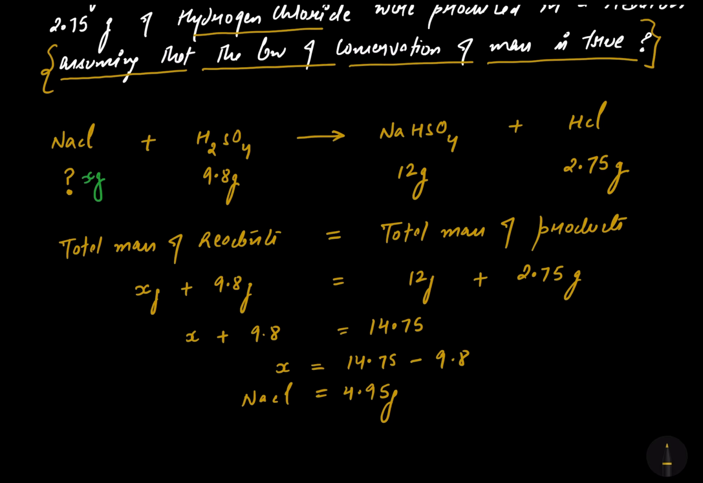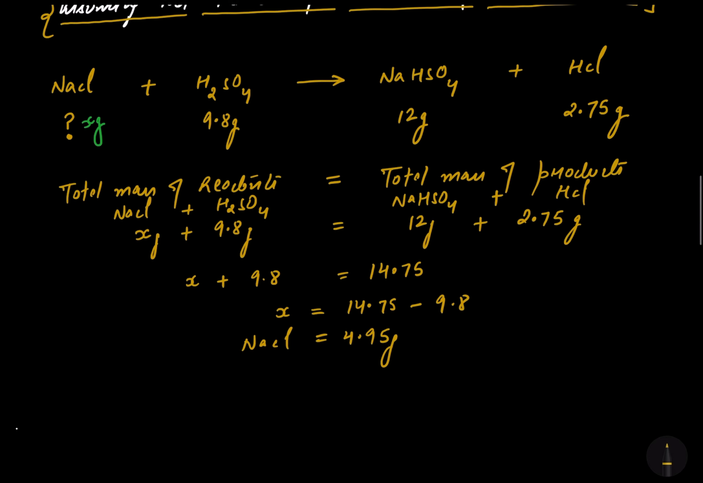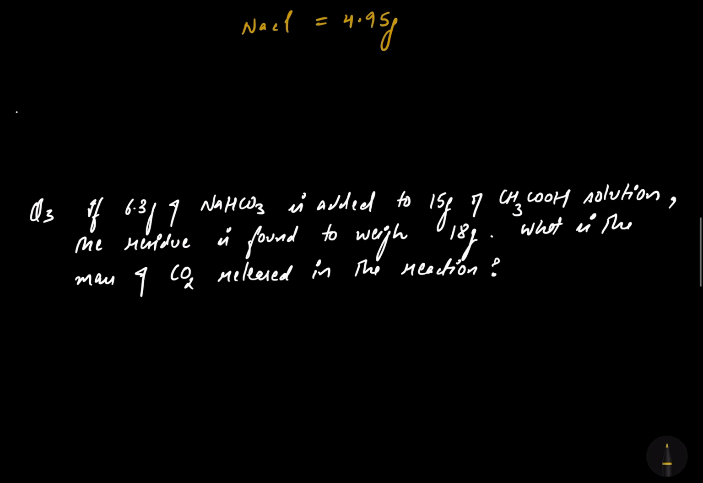I'm mentioning some more things in this numerical: the total mass of reactants, that is the mass of NaCl plus the mass of H2SO4. The total mass of products, that's the mass of NaHSO4 and the mass of HCl. So my answer comes out to be 4.95 grams. So I'm done with my second numerical. Now move to the third numerical.